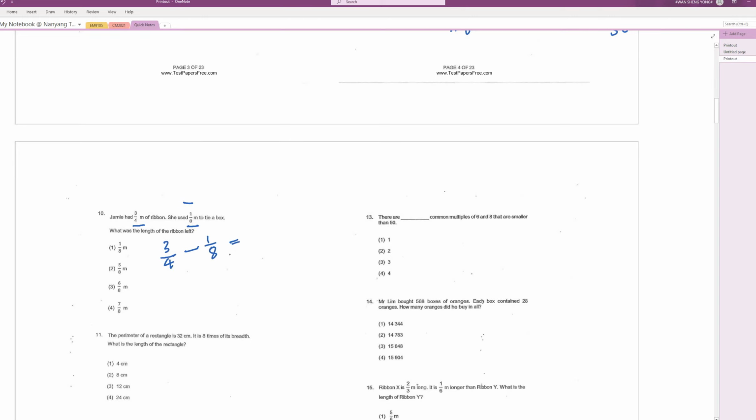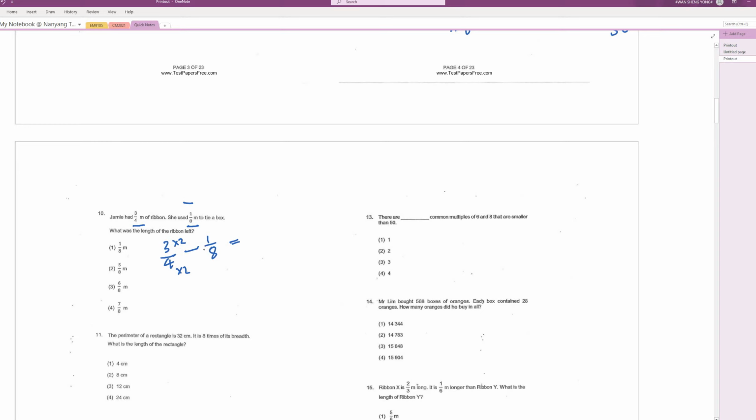First we have to check the denominator. Because the denominators are not the same, we have to make them the same. Then we see if we can change 4 to 8. If you know your 4 times table well, we can simply multiply 4 with 2. 4 times 2 is 8. So when we multiply the denominator by 2, we must also multiply the numerator by 2.